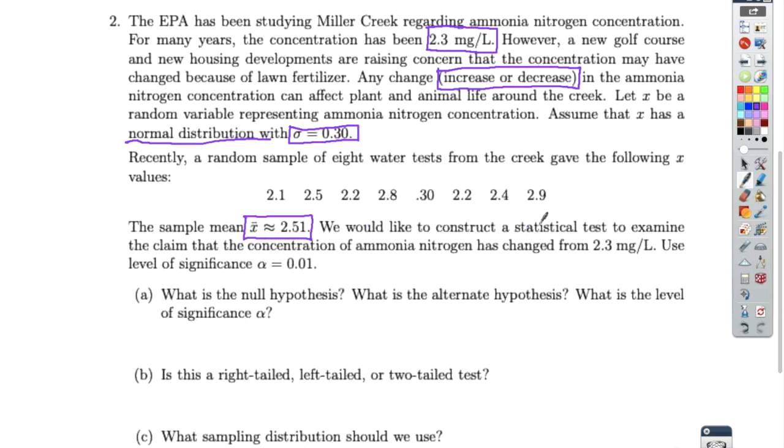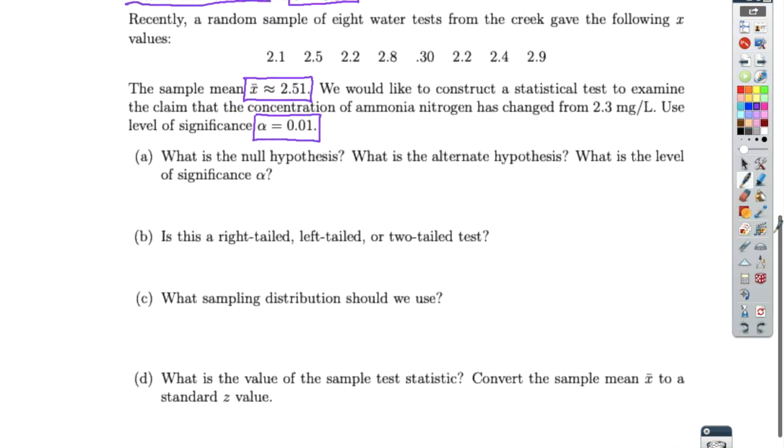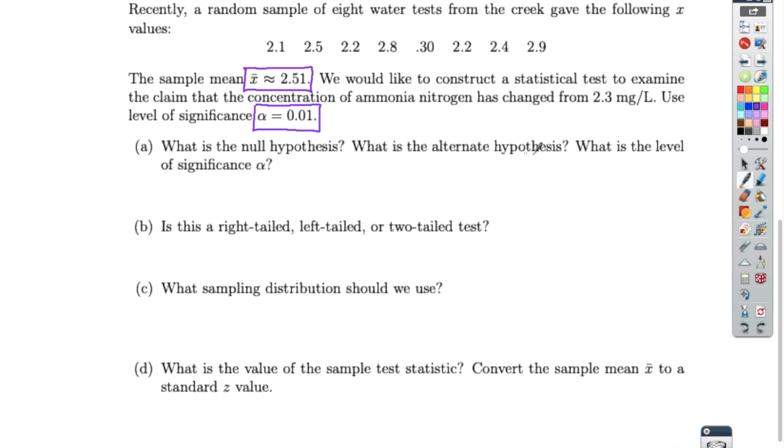We would like to construct a statistical test to examine the claim that the concentration of ammonia nitrogen has changed from 2.3 milligrams per liter in either direction, right? Increase or decrease. Use the level of significance alpha equals 0.01. First things first, what is the null hypothesis, what is the alternate hypothesis, and what is the level of significance?